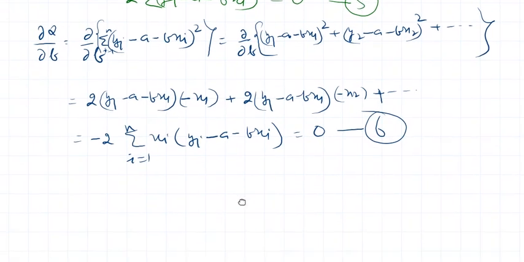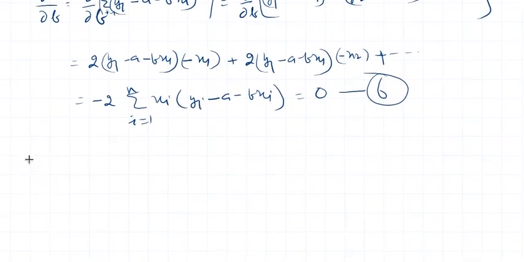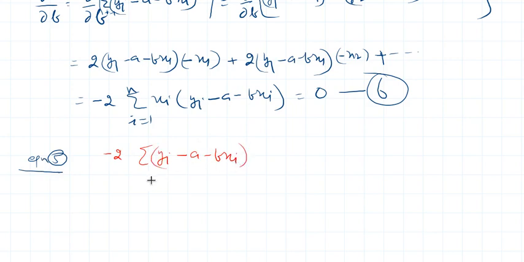And let me now consider equation number 5. When I consider equation 5, I can write it like this: the summation of yi minus a minus b xi, where i varies from 1 to n, is equal to 0. Minus 2 is not equal to 0, which implies that this part must be equal to 0. So summation i varies from 1 to n of yi minus a minus b xi equals 0.